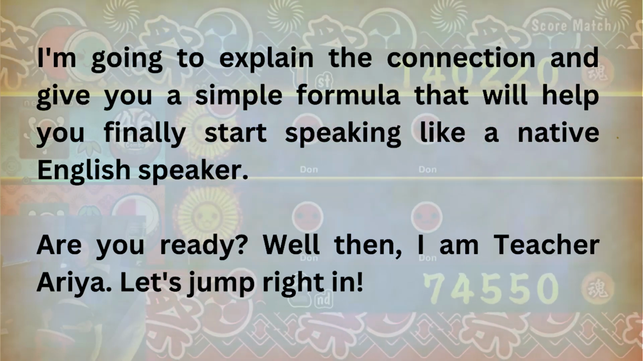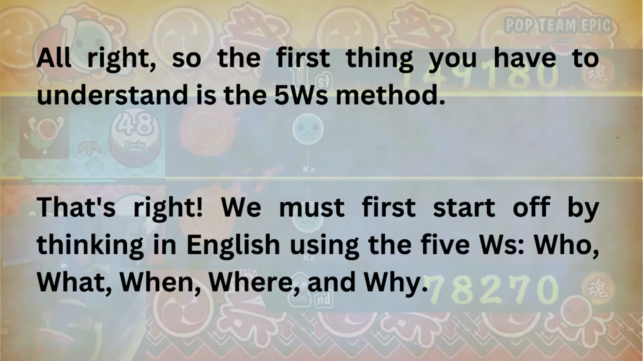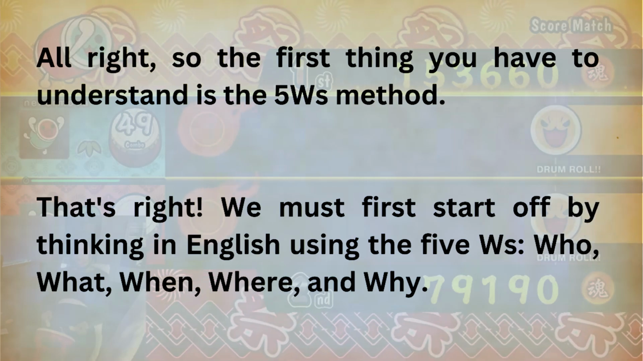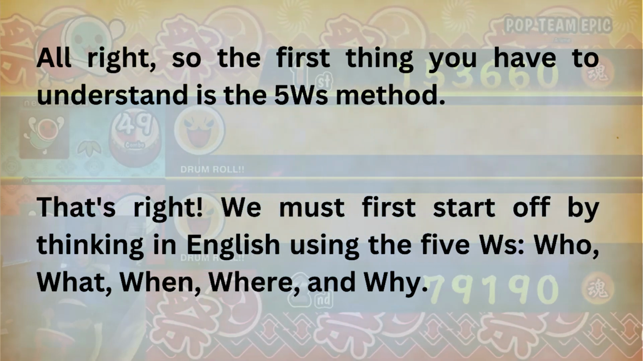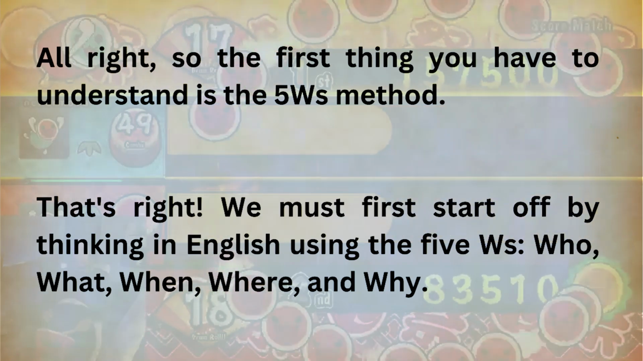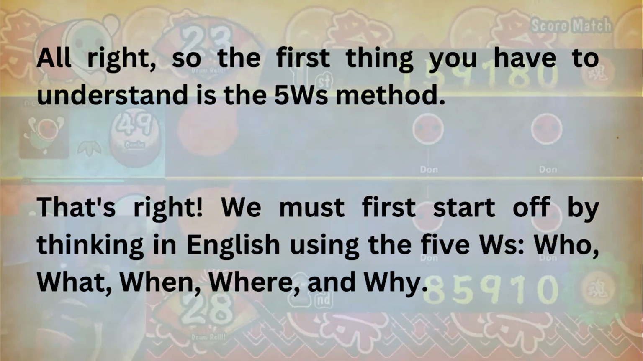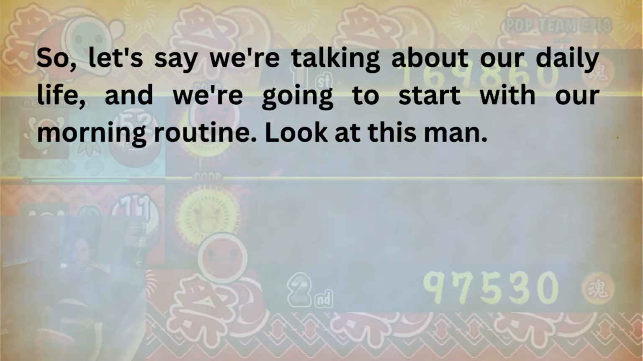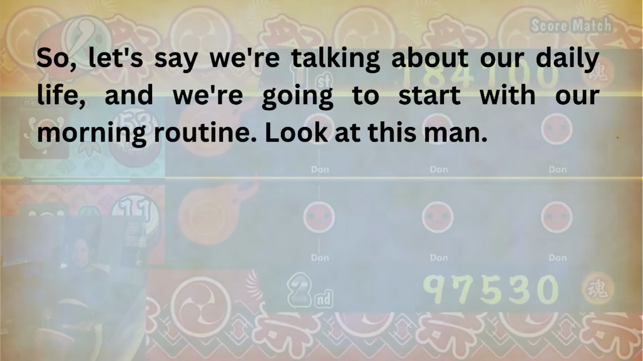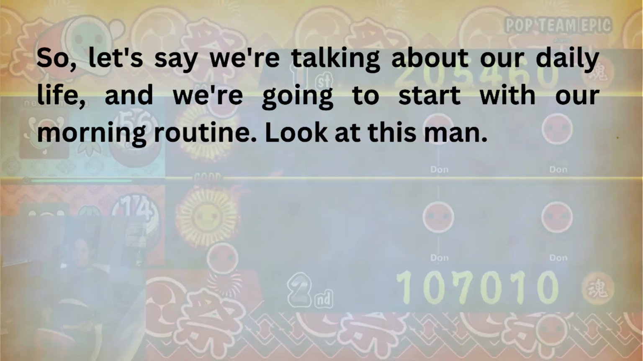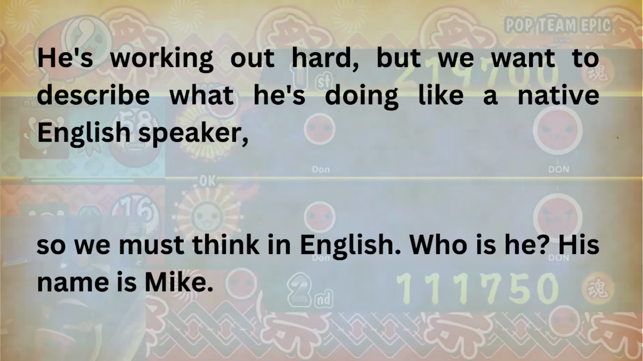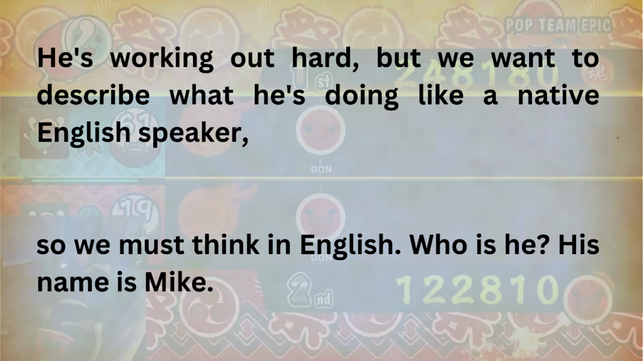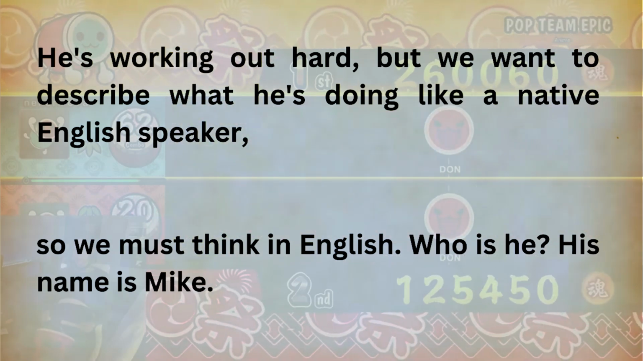Let's jump right in. Alright, so, the first thing you have to understand is the 5 W's method. That's right. We must first start off by thinking in English using the 5 W's: who, what, when, where, and why. So let's say we're talking about our daily life and we're going to start with our morning routine. Look at this man. He's working out hard, but we want to describe what he's doing like a native English speaker. So we must think in English.